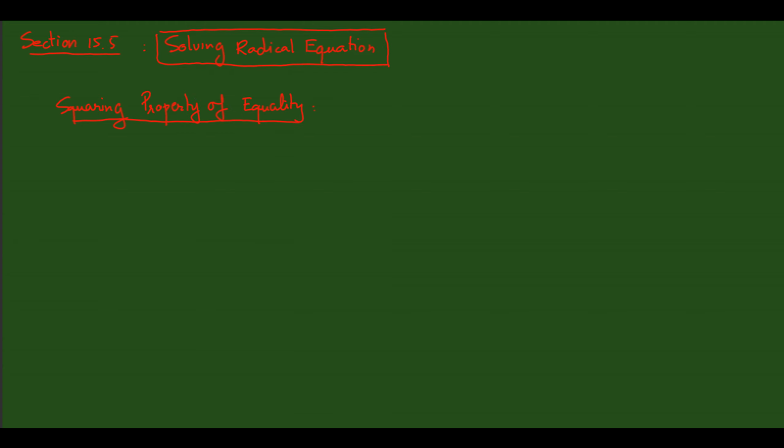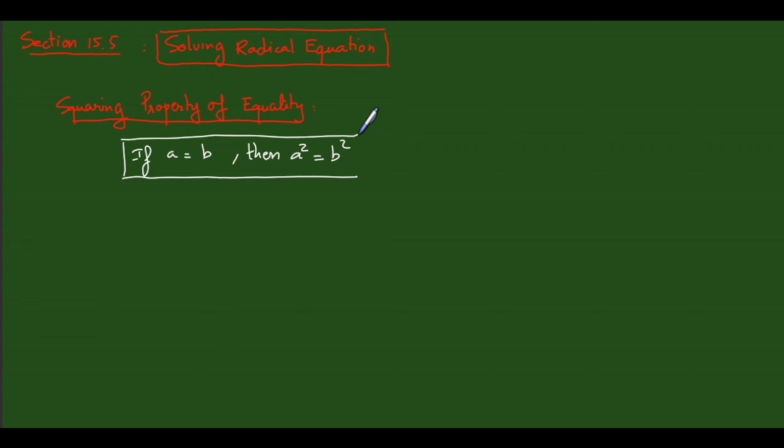This property states that if we have A equal B, then we can square both sides. It means I have A squared equal B squared. So go ahead, memorize it. Well, actually, you don't need to memorize it because it's so obvious. If you have A equal B, then you can square both sides. That's what it means. Now let's jump to our example and see how we're going to use this to solve the following radical equation.